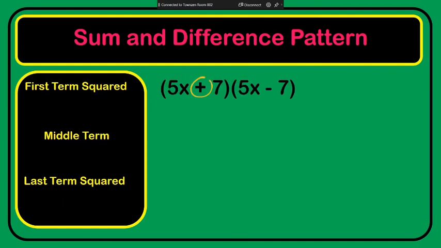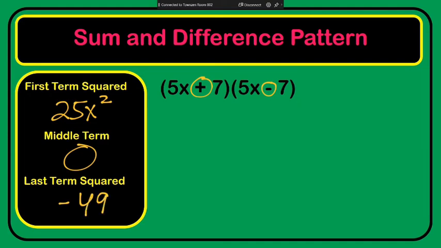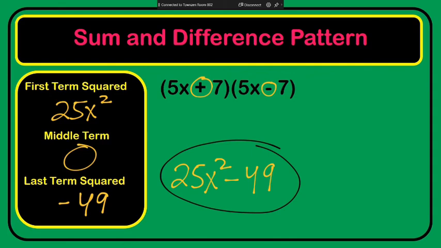Okay, once again, sum and difference pattern: 5x squared is 25x squared. Our middle term will always be 0, and we have negative 49. So we have 25x squared minus 49, and that is our answer.